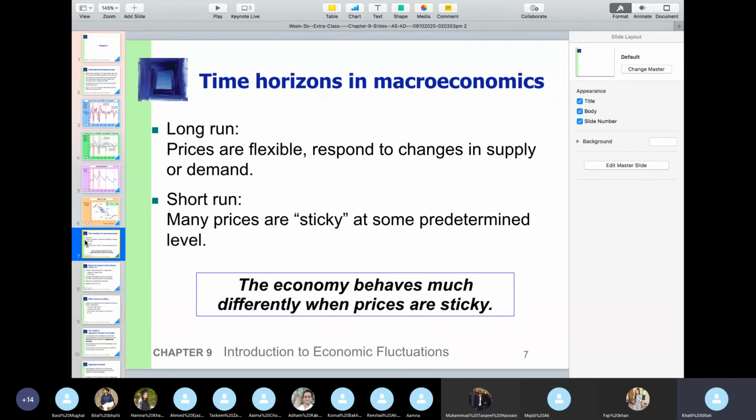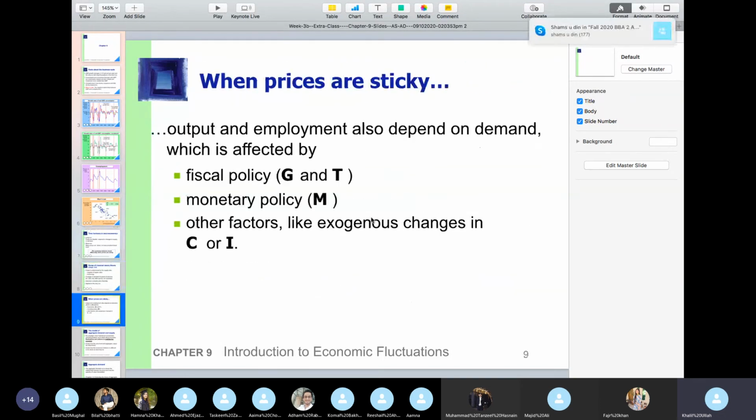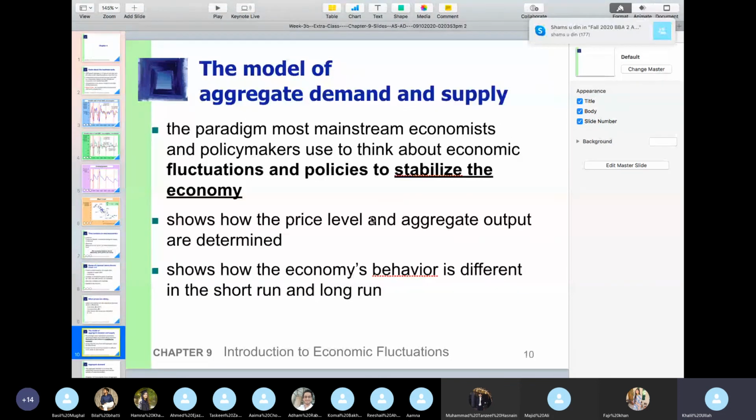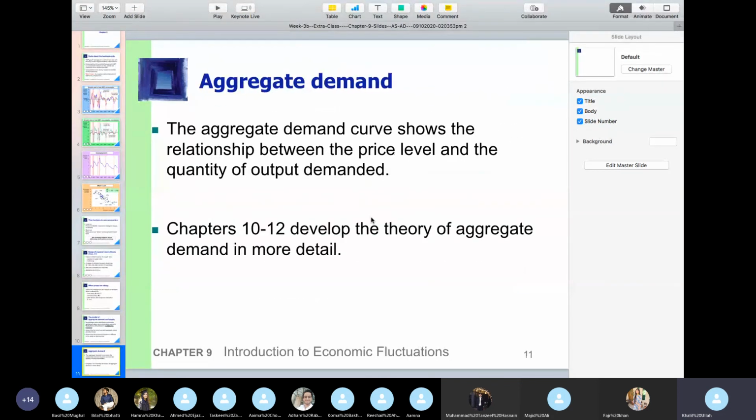Then the slide goes on to talk about the fact that in macroeconomics we'll have time frames, we'll have the long run and the short run. And the short run is where prices are going to be sticky, whereas in the long run prices can change, they're flexible. And it says that economies behave differently in the short run and the long run because of the fact that in the short run prices are sticky. The next couple of slides talk about how we come up with the aggregate demand and aggregate supply model.